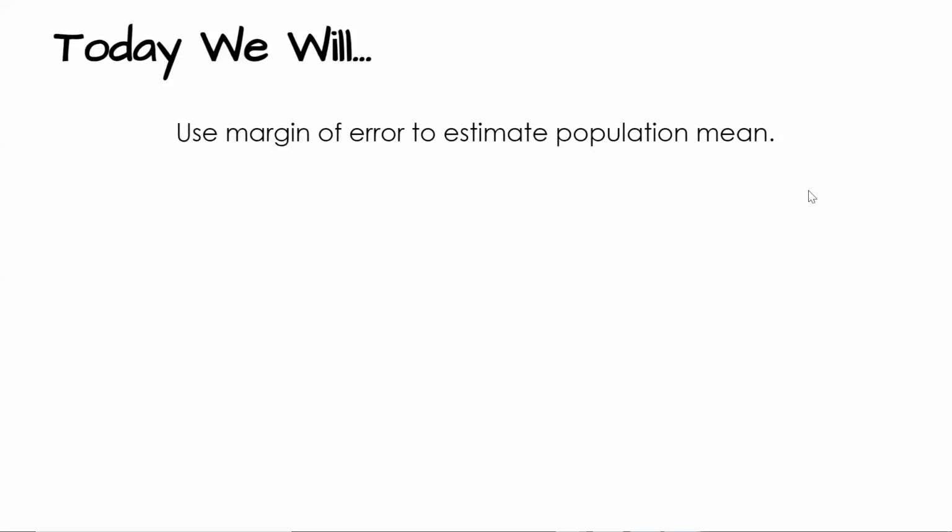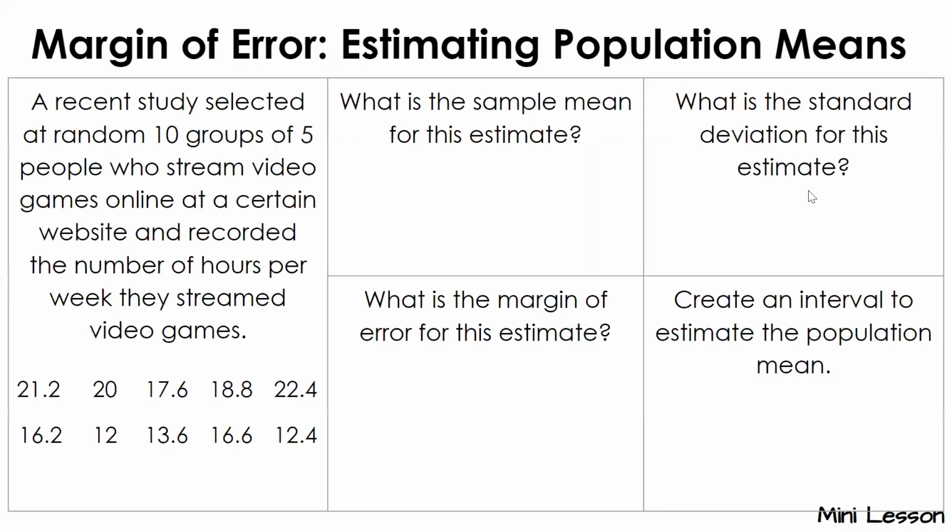We're going to talk about margin of error. A recent study selected at random 10 groups of 5 people who stream video games online at a certain website and recorded the number of hours per week they streamed video games. Okay, there's the data. What does the sample mean for this estimate?